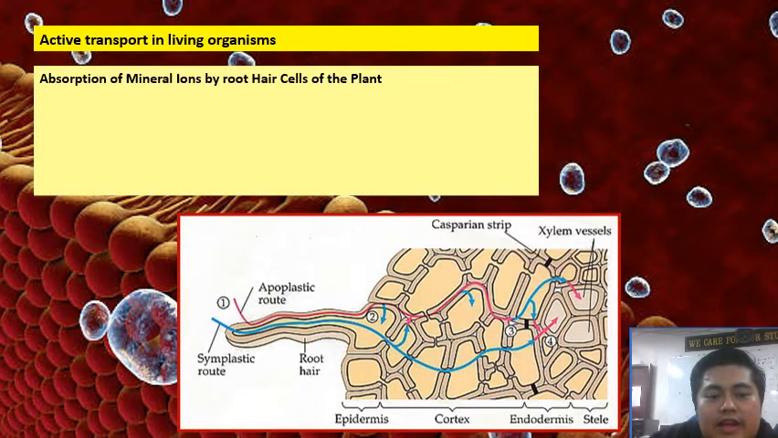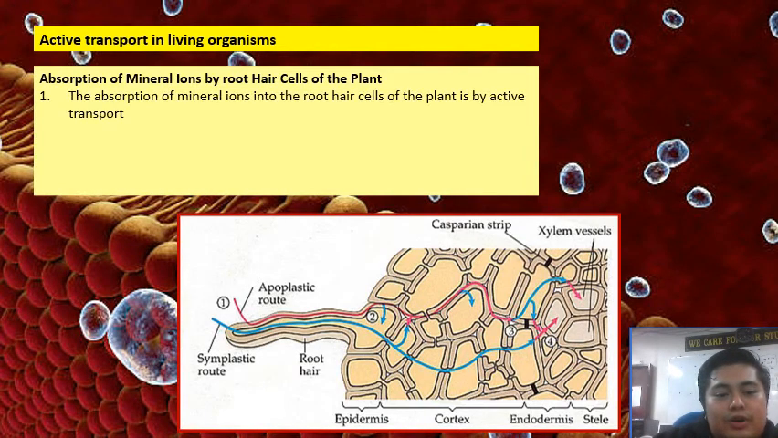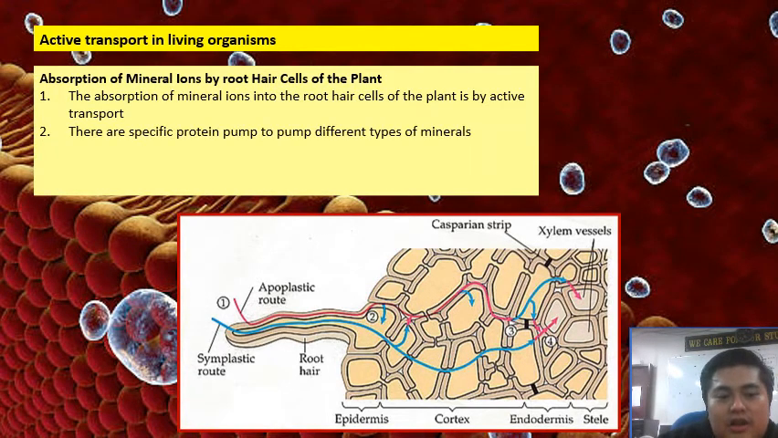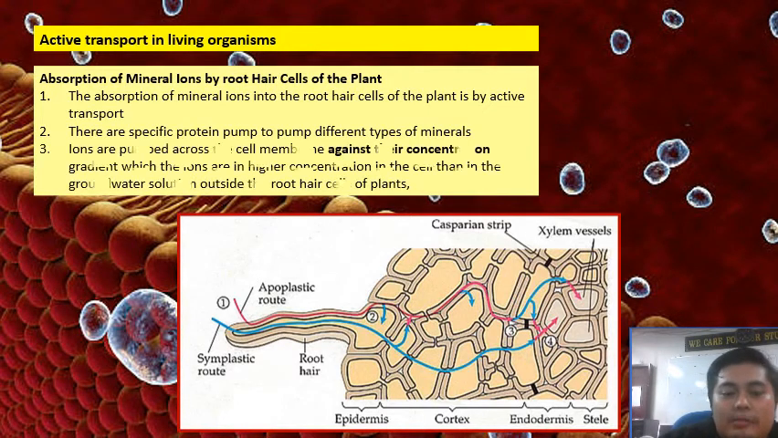Okay, next kita ada absorption of mineral ions by the root hair cell of the plant. Tadi absorption of water kita guna passive transport, tapi untuk absorption of mineral ion kita guna active transport. So the absorption of mineral ions into the root hair cell of the plant is by active transport. Therefore, there are specific protein pumps to pump different types of minerals.